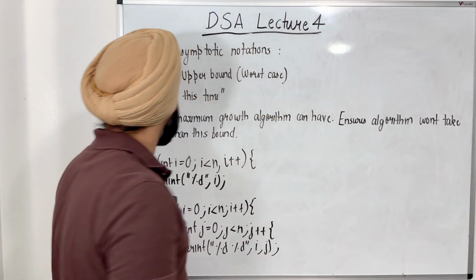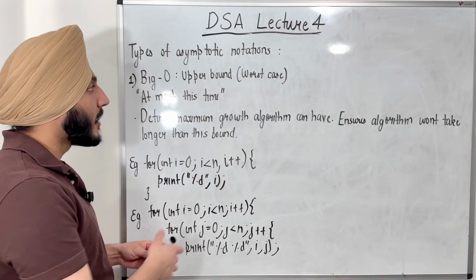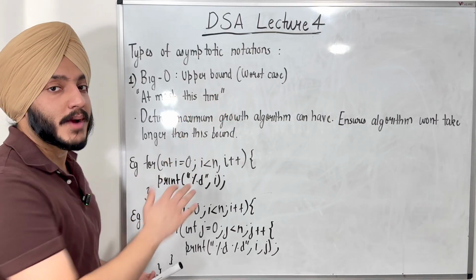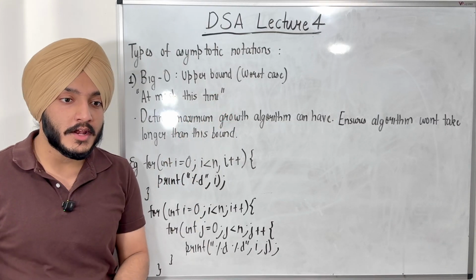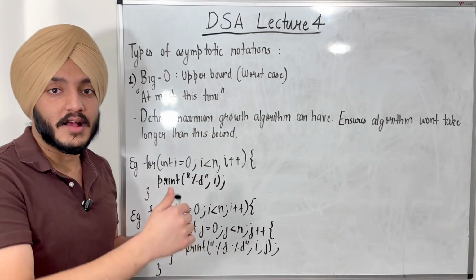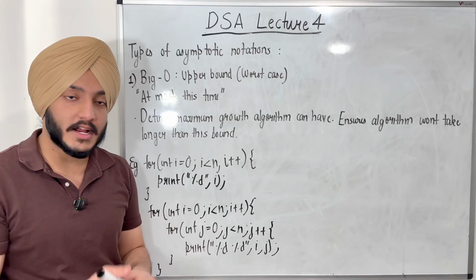Okay, let's try to understand the big O notation, which is basically called the upper bound, right? What do I mean by upper bound? So it is at most this much time will be taken by my algorithm, right? So what does it mean? So the thing is, based on whatever query we are asking, right, it could be possible that the algorithm takes different times.